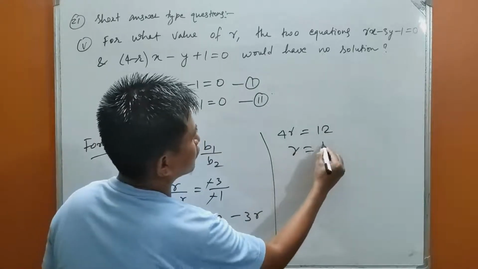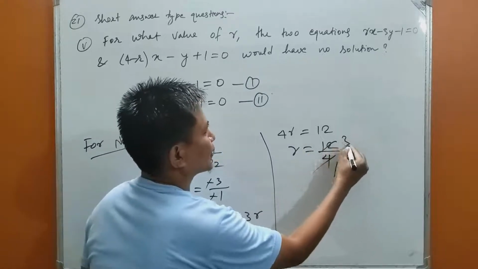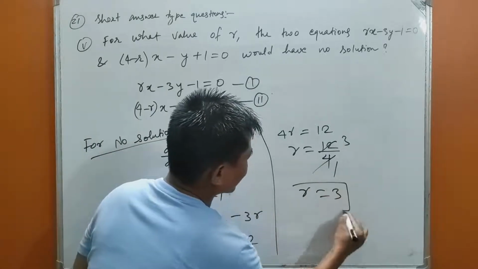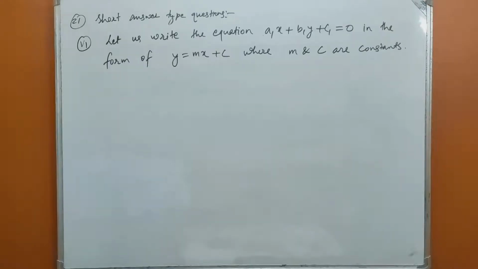So r equals 12 upon 4, this 4 comes to the denominator. 4 1s are 4, 4 3s are 12, isn't it? This is very easy, isn't it? R equals 3. So we are asked to find the value of r and the value of r is 3. Okay, now let's do question number 6.